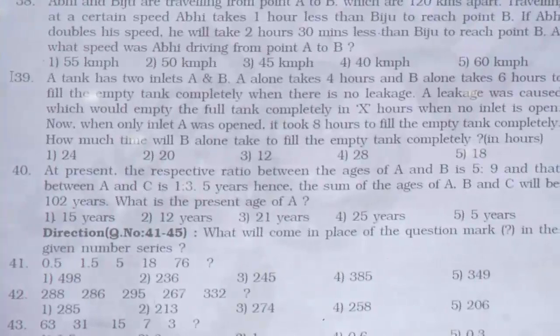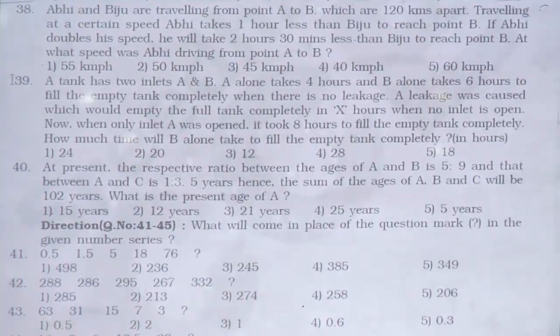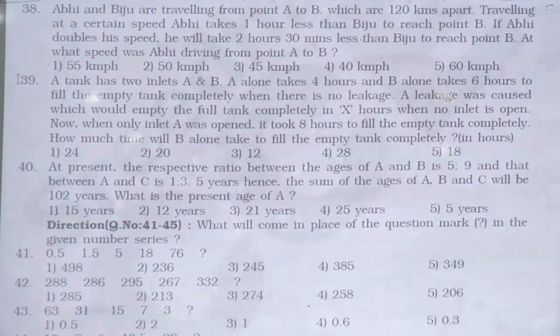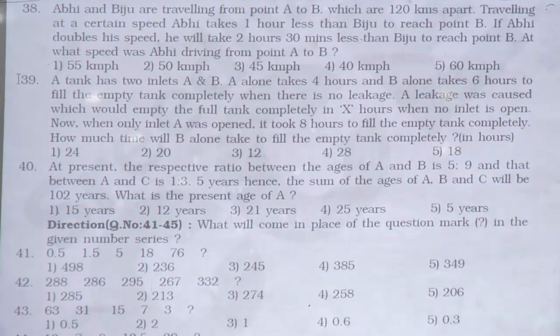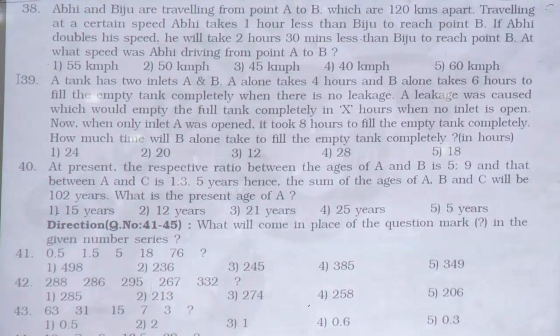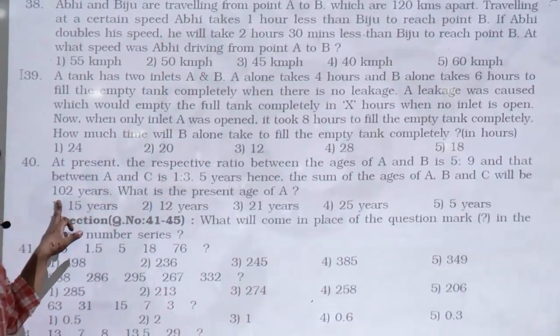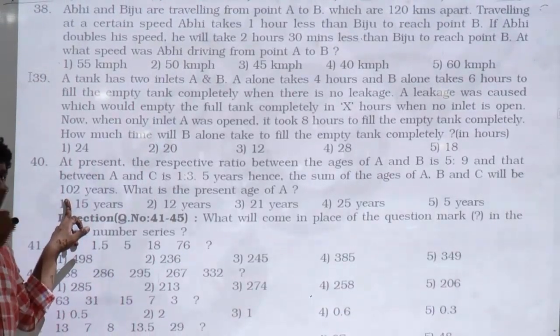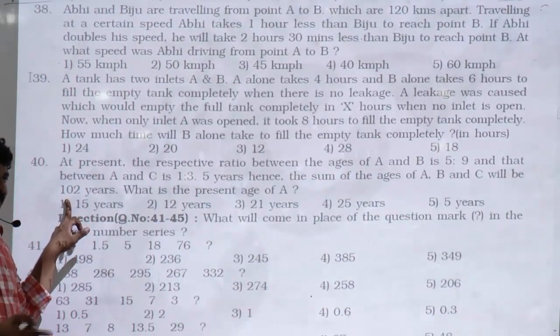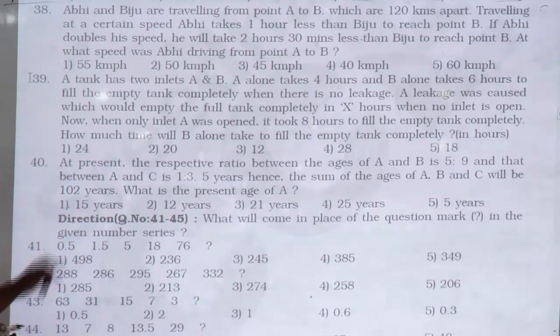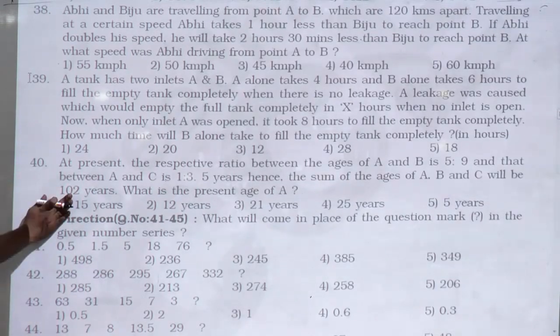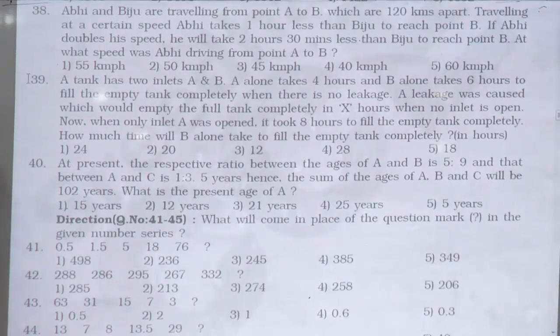Next. At present, the respective ratio between the ages of A and B is 5:9, and that between A and C is 1:3. 5 years hence, the sum of ages of A, B, C will be 102. What is the present age of A? After 5 years, their sum is given as 102. After 5 years, in the sense, for each person, age increases by 5, and for 3 persons, 15. Sum of their present ages becomes 102 minus 15, which is 87.